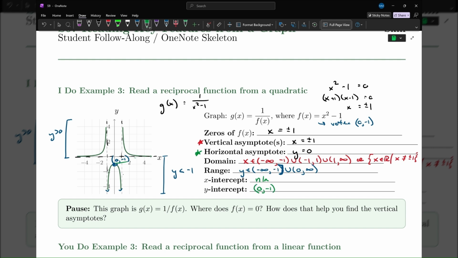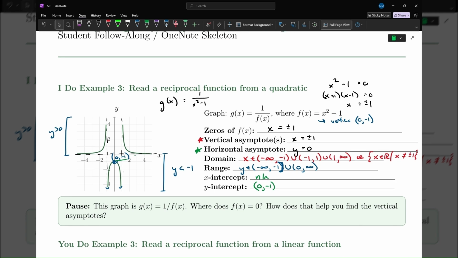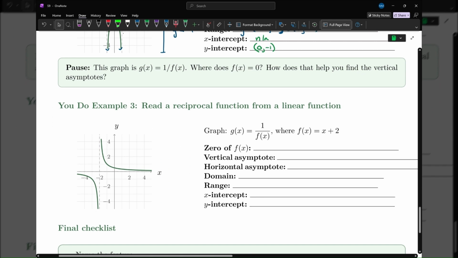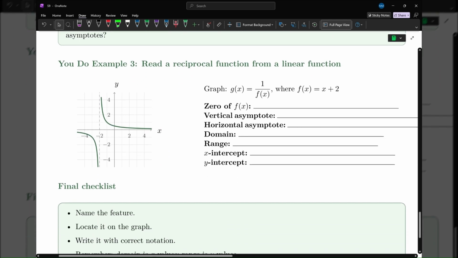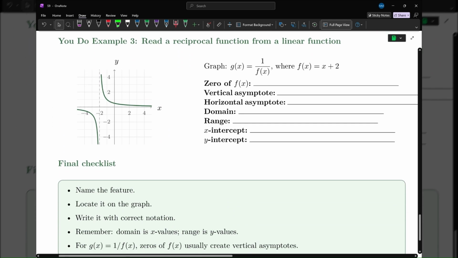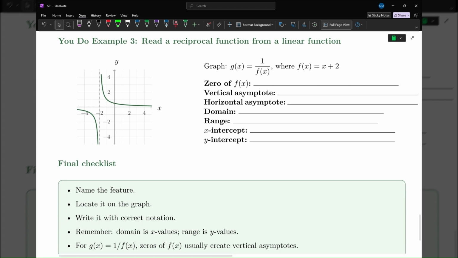So that was a much more involved question. You can see a lot of those features still hold up. So last one of the day here, I have one for you. Here is your question. I'll pull it all up there. You do 3, try to get all the information off of that graph. So pause the video, try it, and we'll take a look.